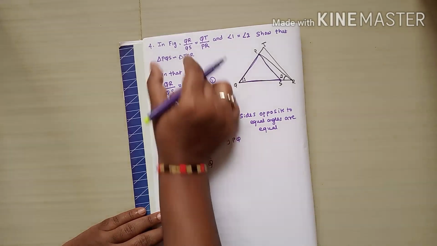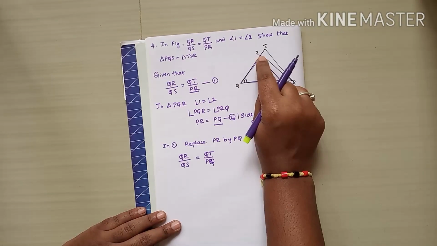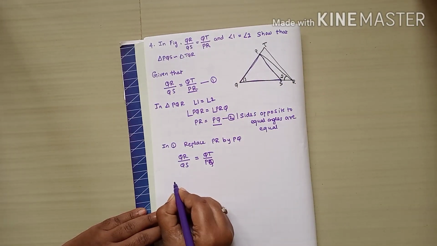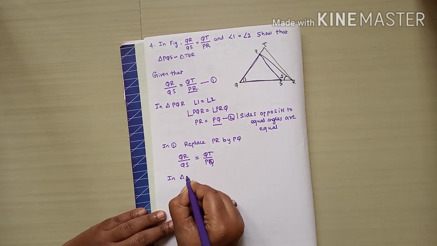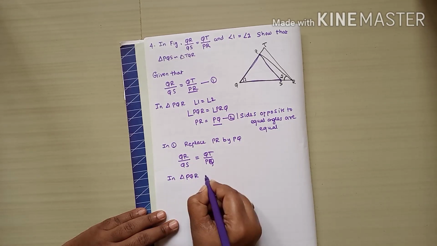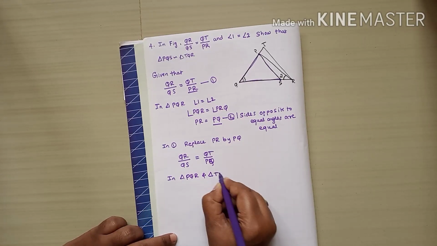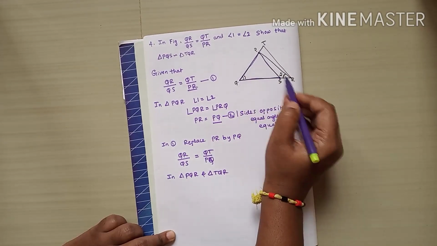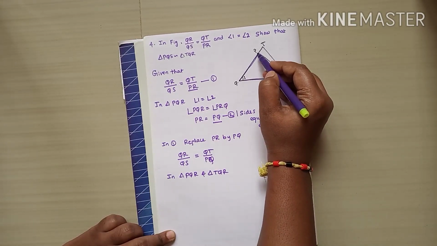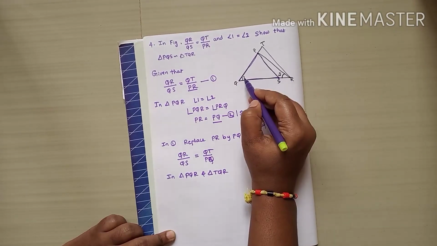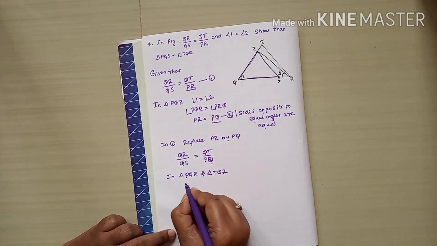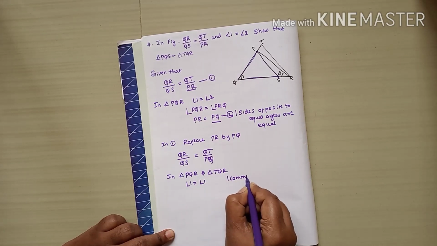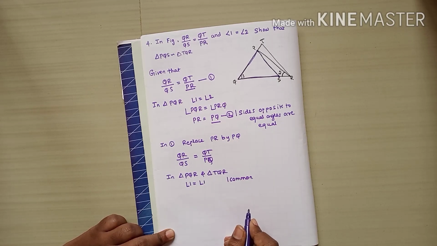Now this result we got. Actually what we want to prove here is that triangle PQS and TQR are similar. So consider those two triangles now. In triangle PQR and triangle TQR, observe this PQR and TQR. This Q is common for both the triangles, PQR also, TQR also. This angle 1 is common for both the triangles. So angle 1 is equal to angle 1. That is, common angle is there.